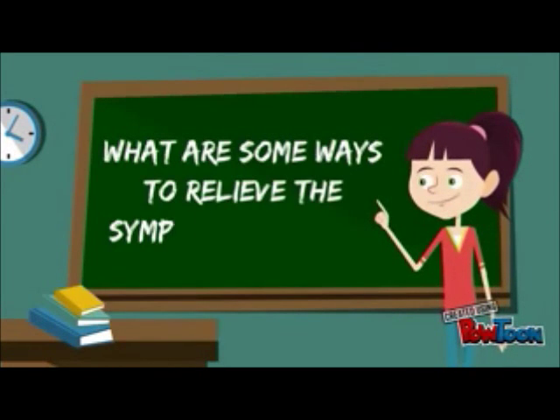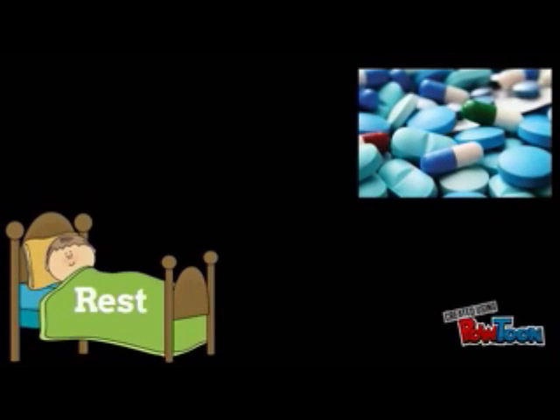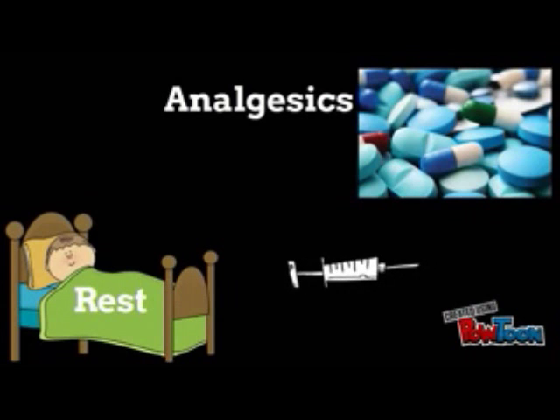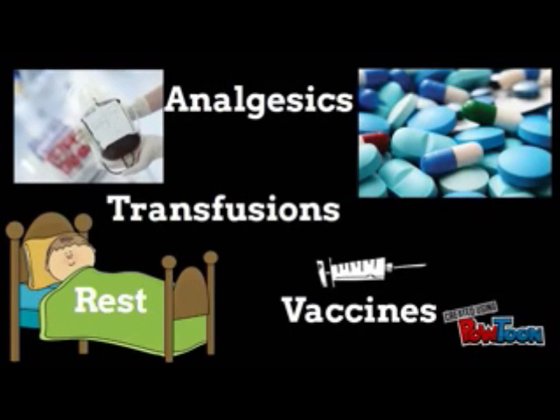What are some ways to relieve the symptoms of sickle cell anemia? You want to rest to improve oxygen utilization. You also want to give analgesics for the severe pain caused from vaso-occlusion. You want to give antibiotics to treat any infection. Also give vaccines because children are more susceptible to infection. And you want to give blood transfusions to replace sickle cells with normal red blood cells.